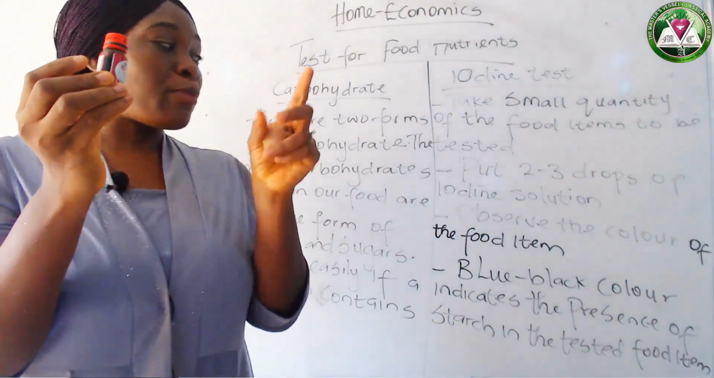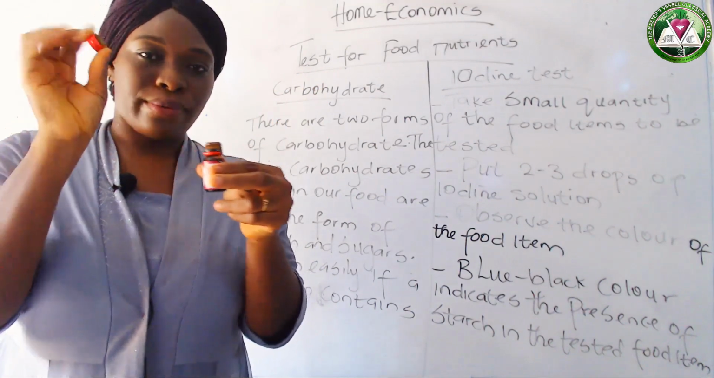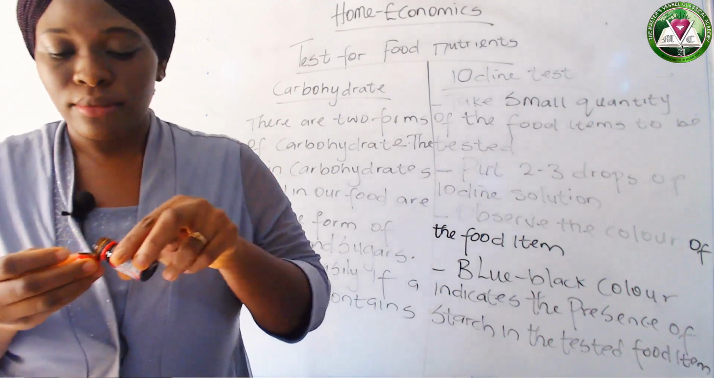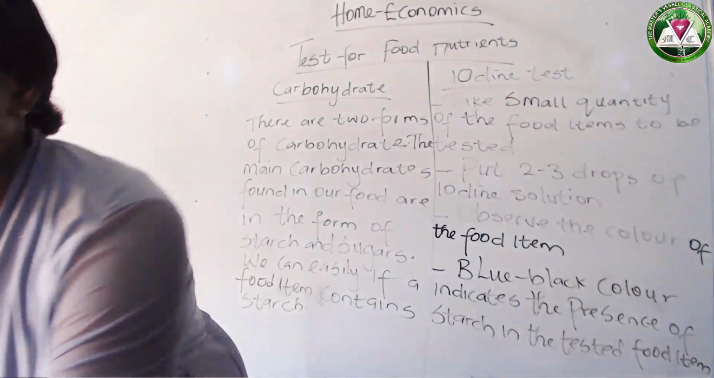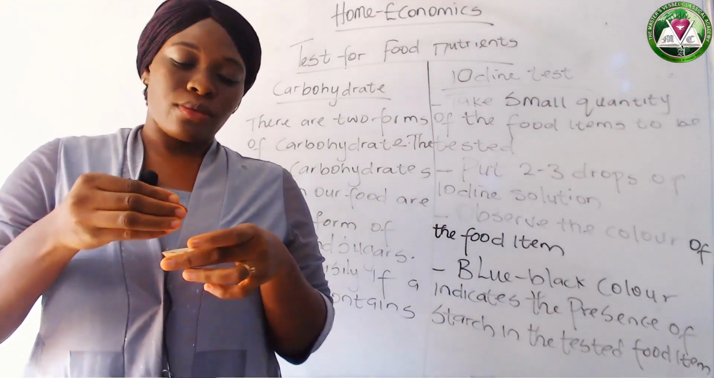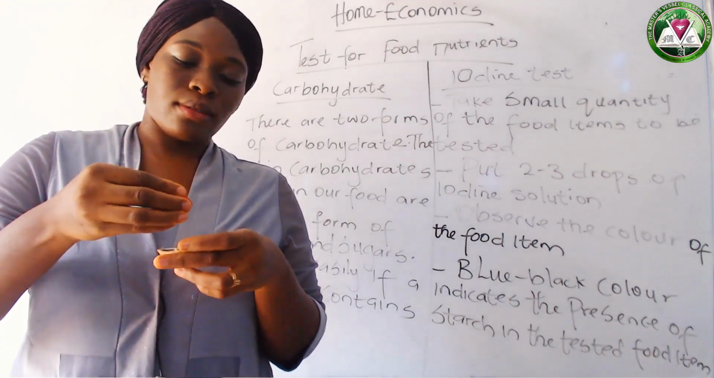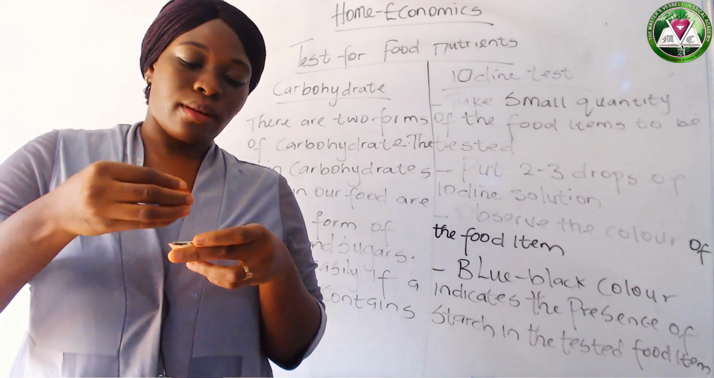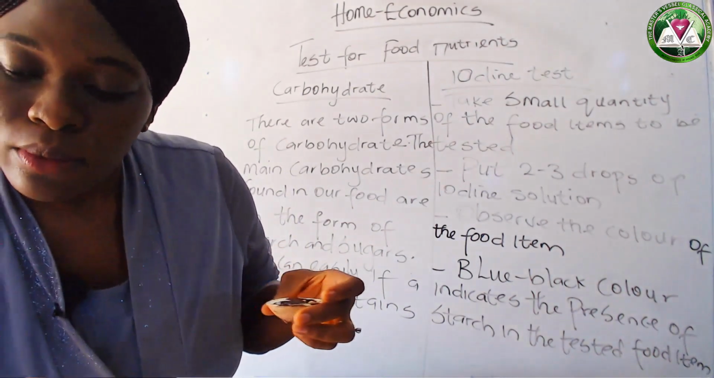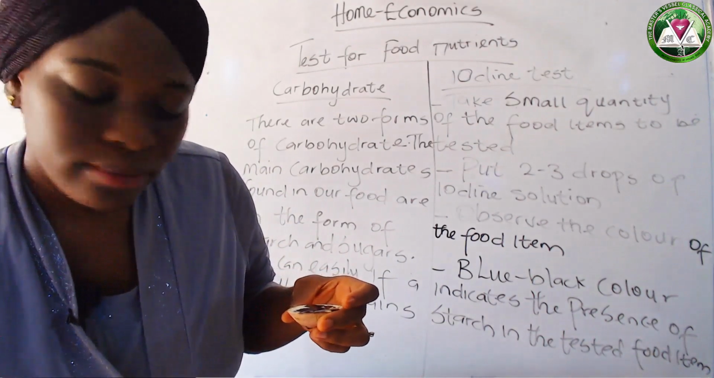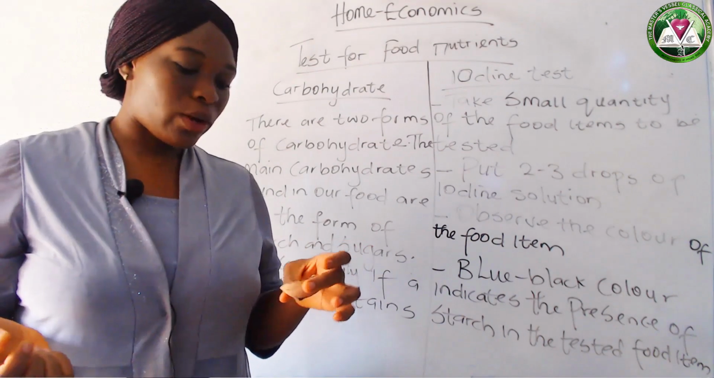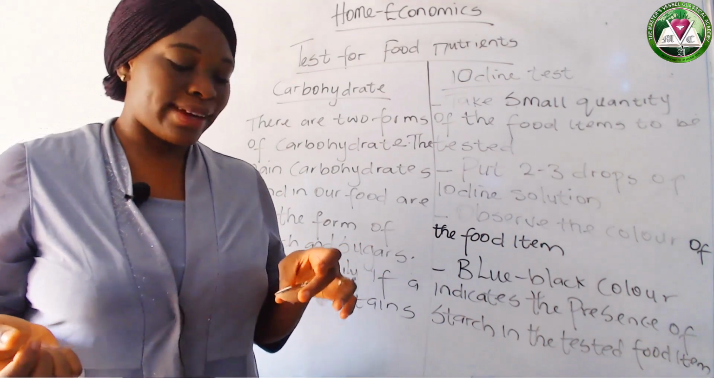Okay, so say put 2 to 3 drops. We're going to pour it inside this cup. Alright. Say put 2 to 3 drops. 1, 2, 3. I'm going to make use of 3. We're taking it back. Okay. Say, observe the color of the food item. We are going to observe the color of this food item now.